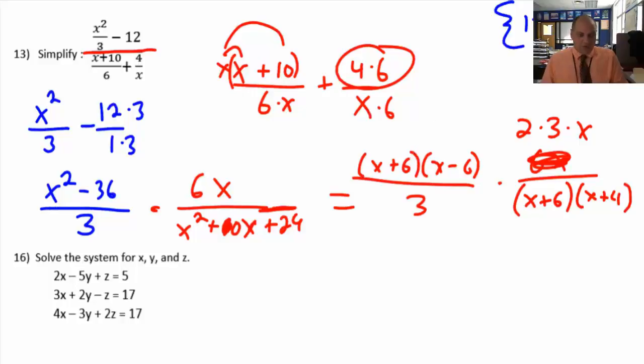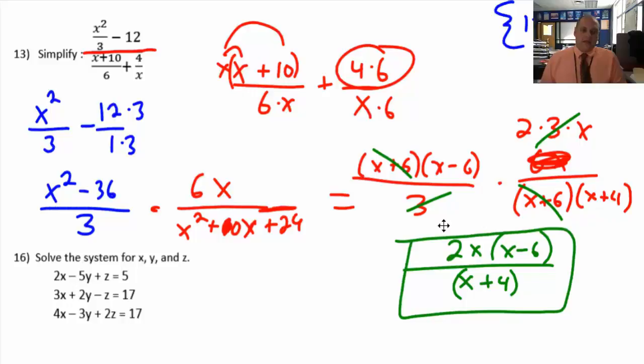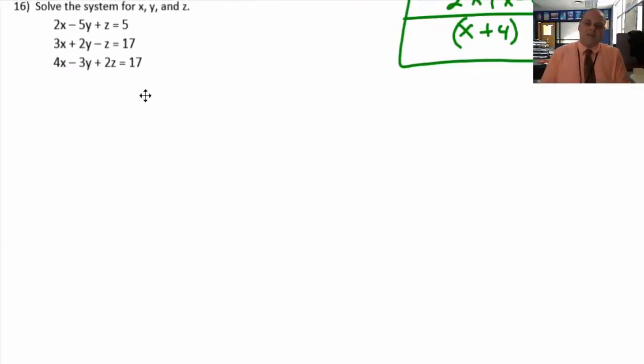All right, so I reduce to 1, x plus 6. 3's cancel. So I have 2x times x minus 6 over x plus 4. And that is done. All right, 2x times x minus 6 over x plus 4. And last one, last but not least, oh yes, our system with 3 variables.